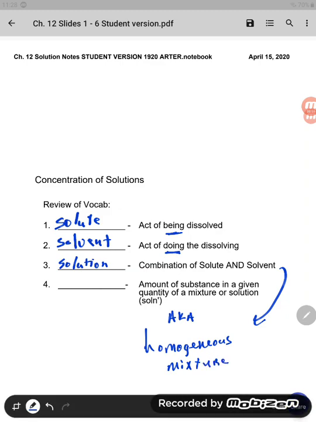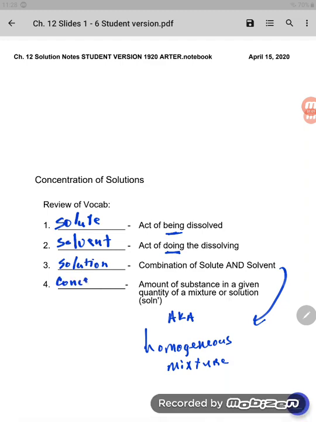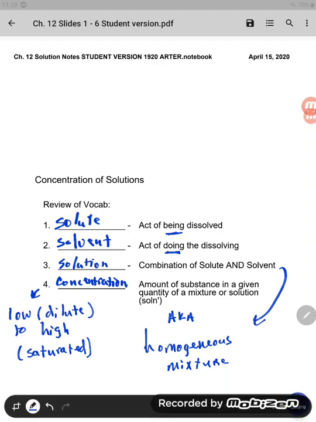And then finally, as we look at the amount of a substance in a given quantity of mixture or solution, we call that the concentration. And these are all, again, terminology that we're going to be using in this chapter. Concentration can range from really low, which we call dilute, to high, which we could potentially call saturated. And then there's some terminology you might have heard before called supersaturated, and that's something that we may get into, we may not, but just a heads up there. So again, solute, solvent, solution, concentration, be able to use these terms throughout your work.